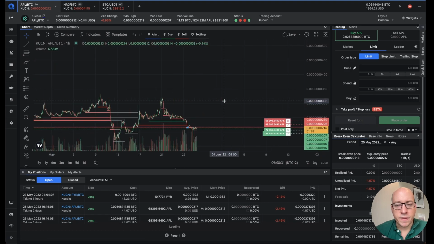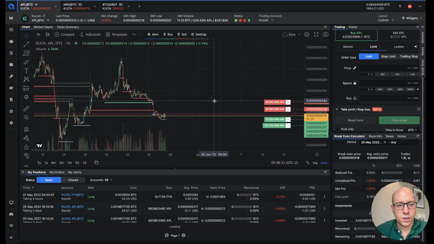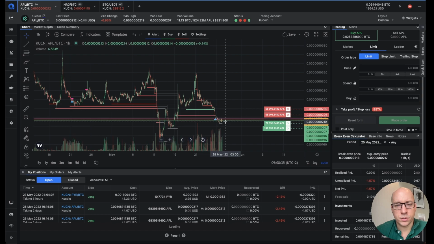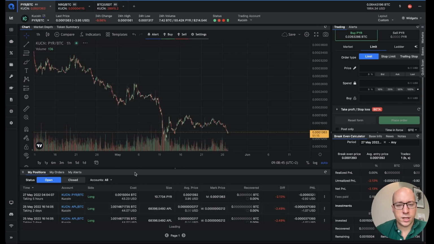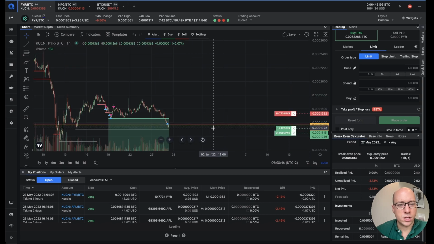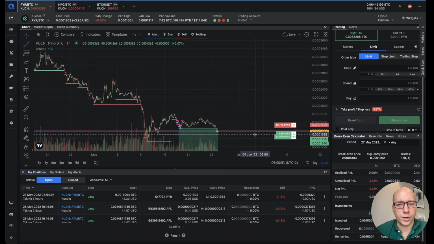Then we have APL. It dropped and could make a nice recovery for these two buys, so we'll leave it like this. And then we have this one here again. It's also still a good chance for recovery, so we don't have to do anything for now.